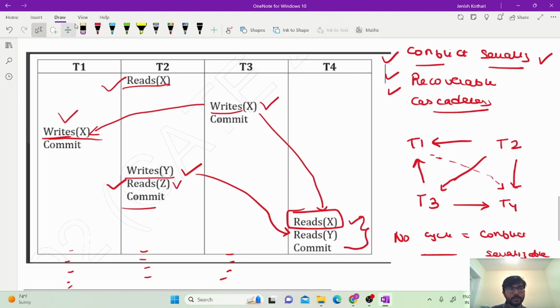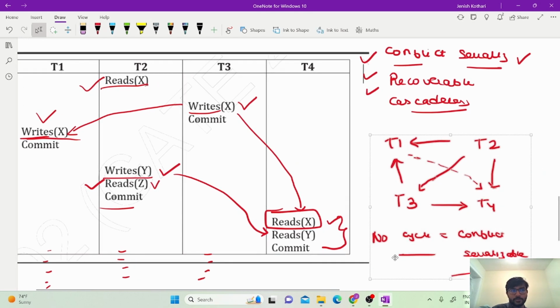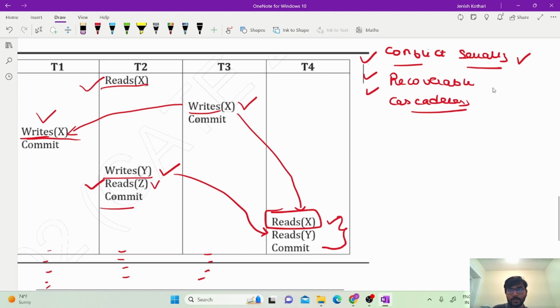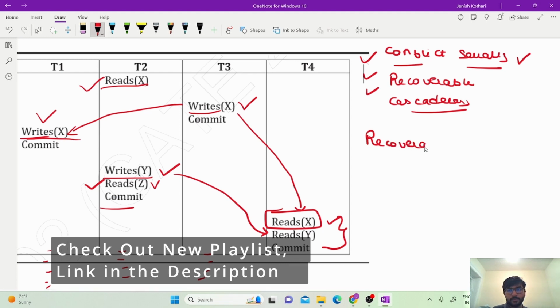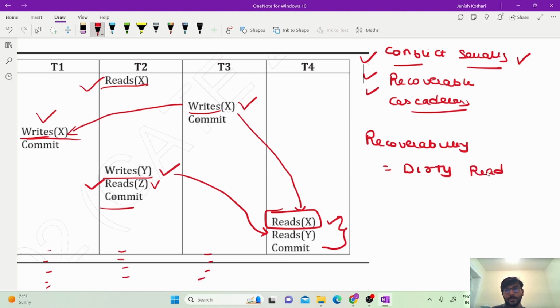So I'm erasing this part. So I found that the schedule is a conflict serializable schedule. Now I need to check about recoverability. How do we check about recoverability? Whenever there is a question of recoverability, all you need to check is dirty read. Dirty read. What do you mean by dirty read?